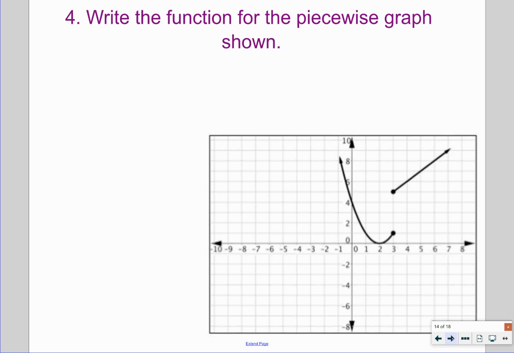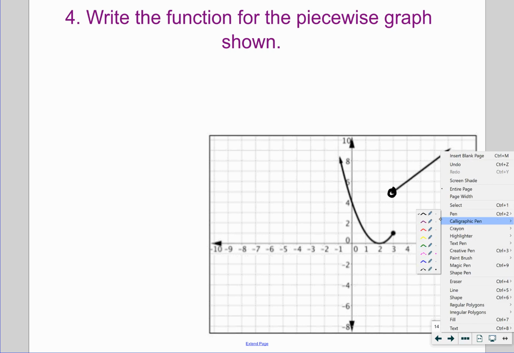Next one, write a function for the piecewise graph shown below. Now, this graph is not quite perfect, one of these should be an open circle. I'm going to make the one at the top an open circle and the one at the bottom, because if they're both closed circles, it wouldn't actually pass the vertical line test. We know that. Okay, I'm going to start with the line.